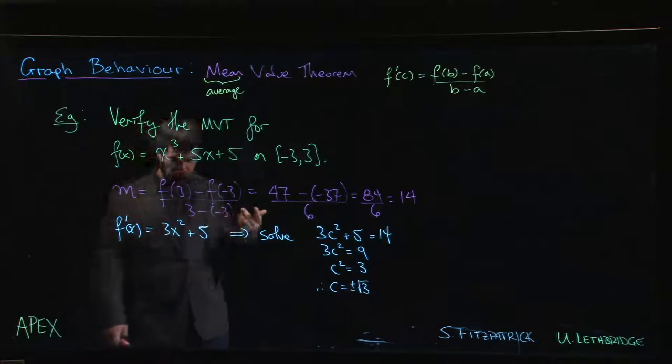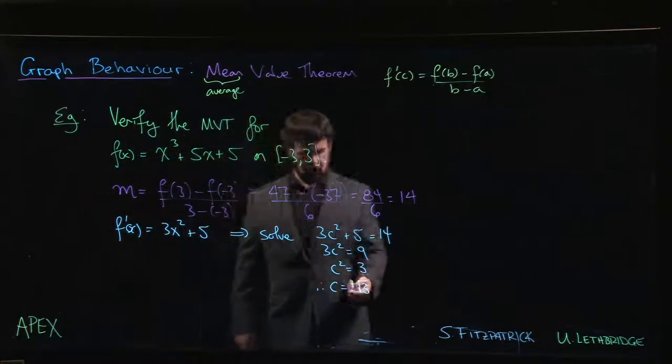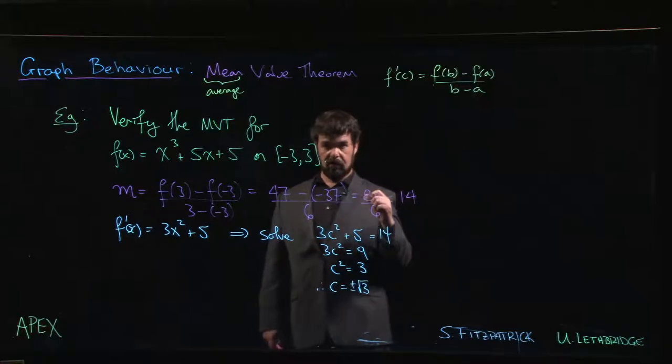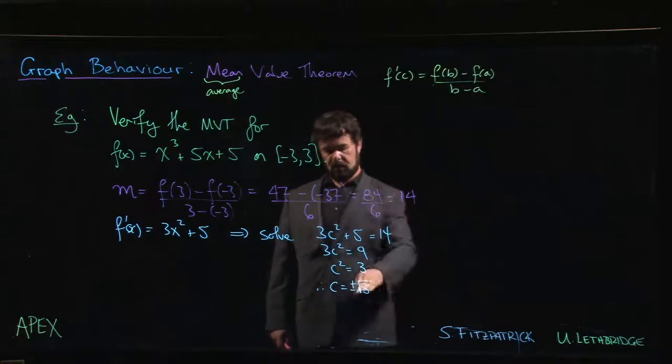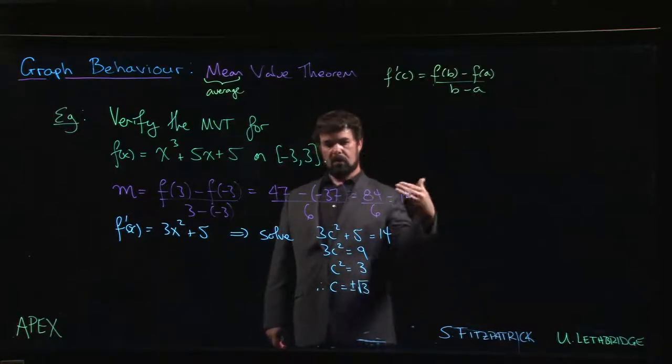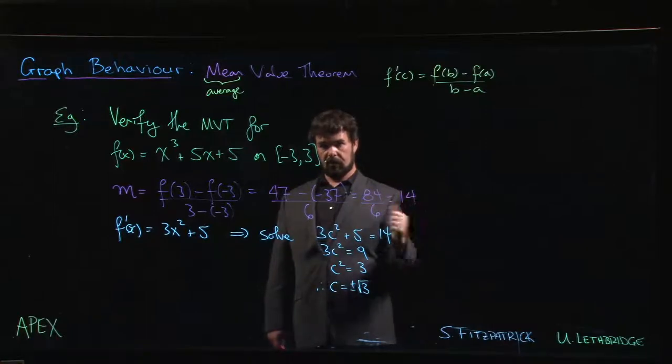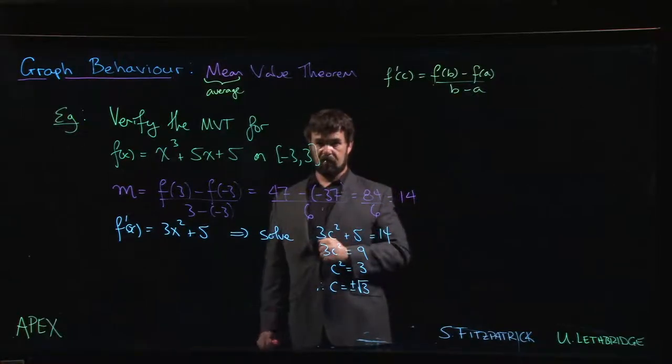So there are two points on this interval where the instantaneous rate of change, the slope of the tangent line at those two points, is equal to the average rate of change over that interval, which is exactly what the mean value theorem guarantees.